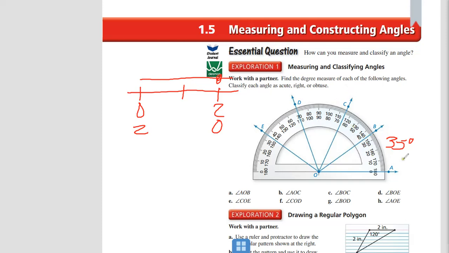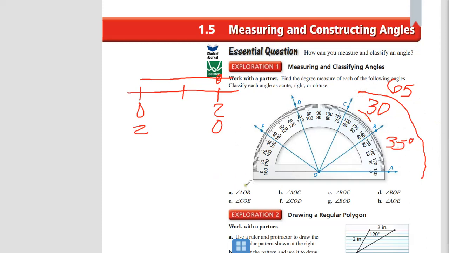Now, if I wanted to measure this angle right here, one thing I could do is I could say, well, this whole thing from here to here, in other words, angle AOC, its measure is 65. So if this whole thing is 65 and that's 35, well, this must be 30. Now, I could also get that by subtracting 35 from 65. But the idea is if the whole thing is 65 and this is 35, that part's got to be 30.